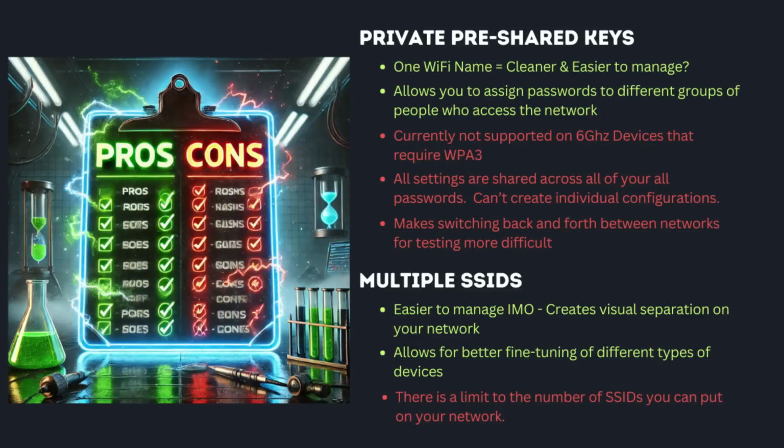All settings are shared across all of your passwords. So we're going to be learning today about these different settings that you can set inside your Wi-Fi networks. Well, if you use private pre-shared keys, you're setting it once and all of your devices have to share those same settings. So you can't set up the Wi-Fi settings for your IoT devices differently than you would set up for your main network, laptop and cell phone and stuff.